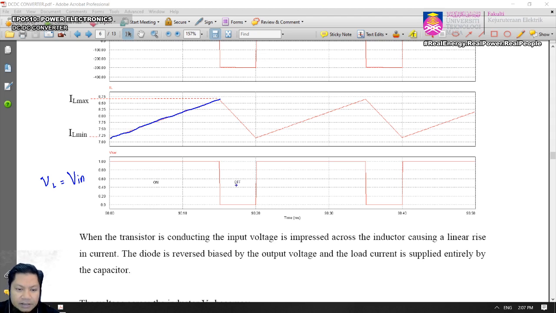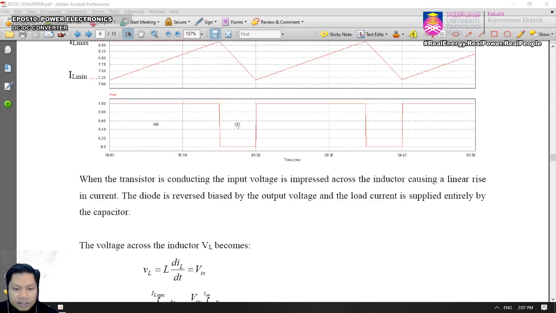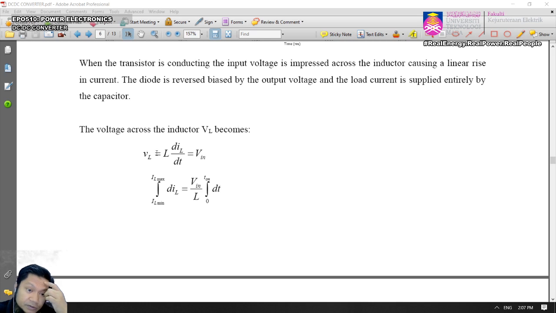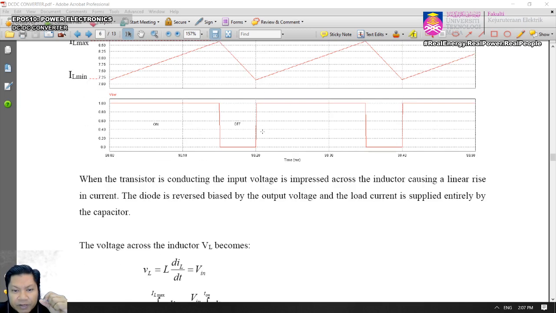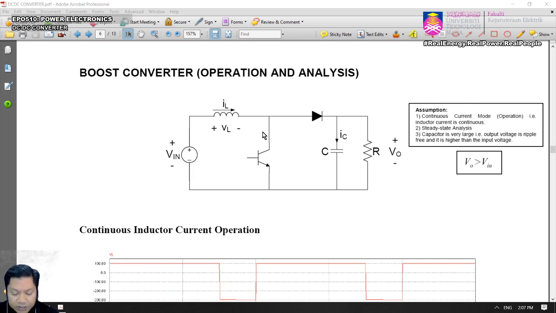All right. So therefore, if you look at the equation, we have VL equals to L dIL over dt equals to V in, and then you cross multiply and integrate, you get the lower limit will be IL min to IL max, and then for the right hand side you have 0 to T on, and therefore you have this ripple of current IL max minus IL min equals to delta IL equals to V in T on over L.